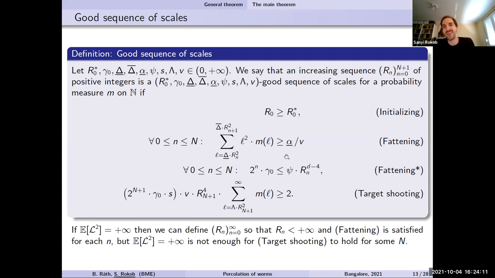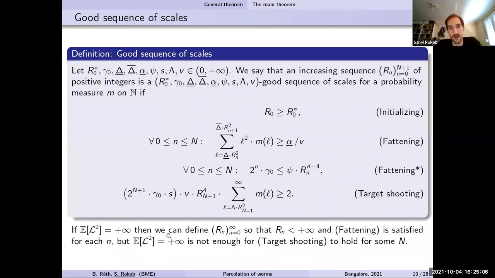This means that we fatten the slice of the long trajectory, the long worm, inside the box of size R_n. This fattening star says that we cannot fatten the slice of the long trajectory more than we have inside the box itself. Again, the target shooting parameter is basically the calculation of the expected number of long trajectories hitting the already defined seed from the new box.